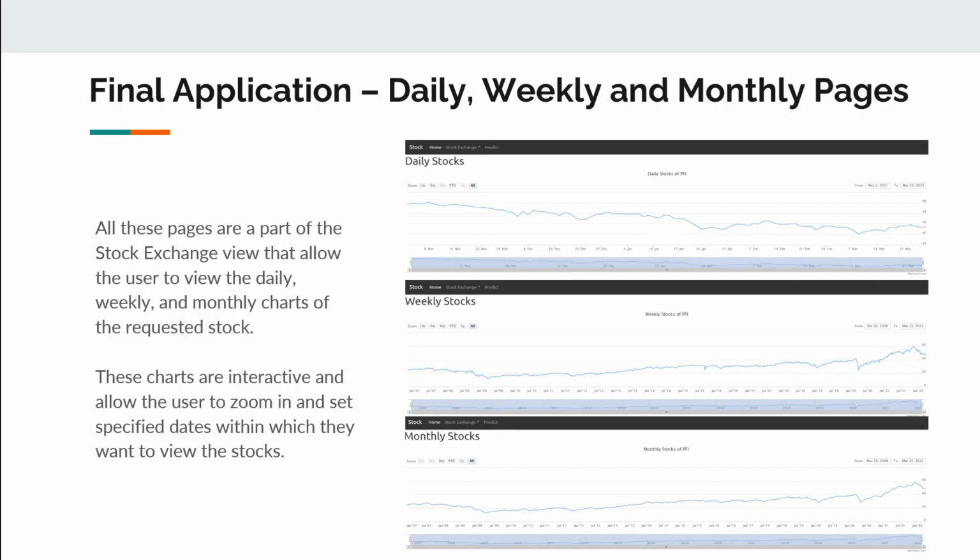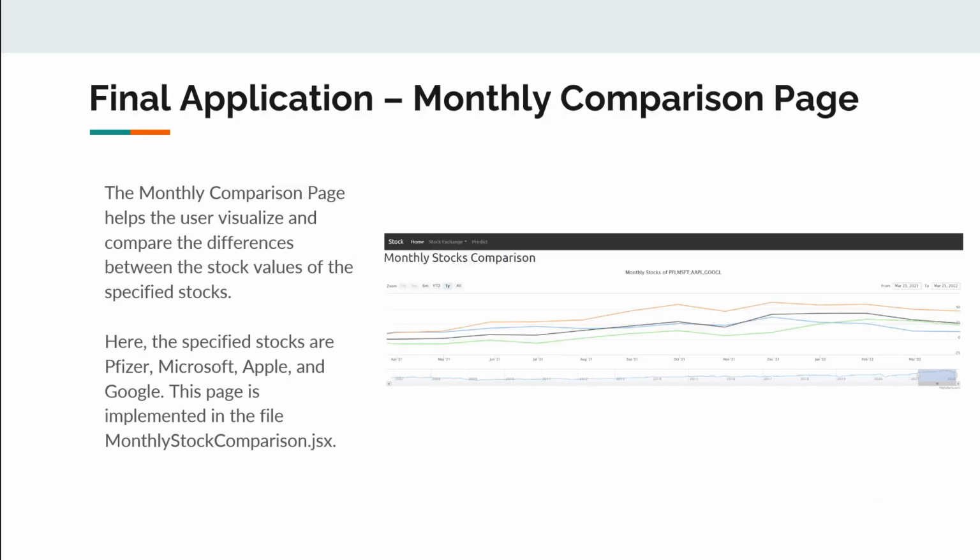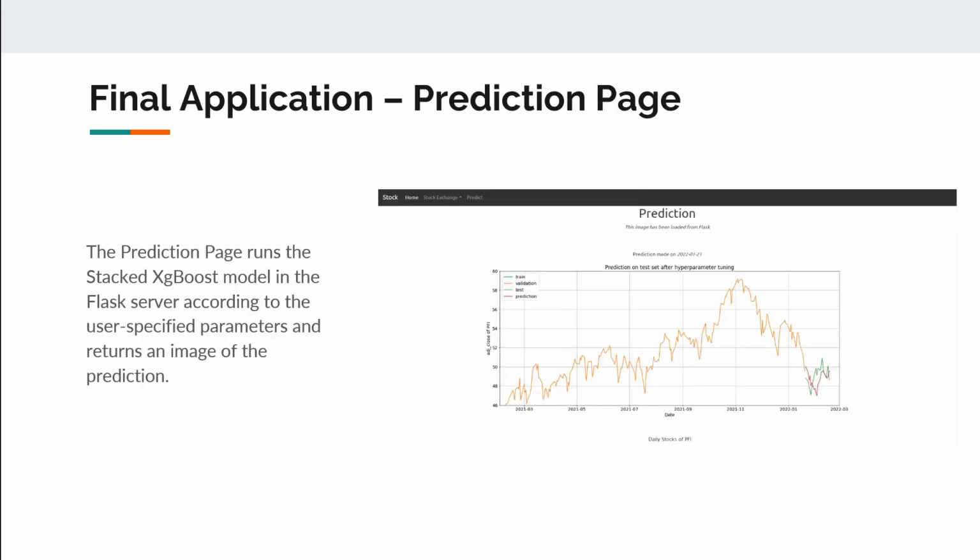So these are the daily, weekly, and monthly pages. All these pages are part of the stock exchange that will allow the user to view the daily, weekly, and monthly charts of the requested stock. These charts are interactive and allow the user to zoom in and select dates within which they want to view the stocks. So this is the monthly comparison page, which helps the user visualize and compare differences between the stock values of the specified stocks. Here, the specified stocks are Pfizer, Microsoft, Apple, and Google. This page is implemented in the file monthly stock comparison.jsx.